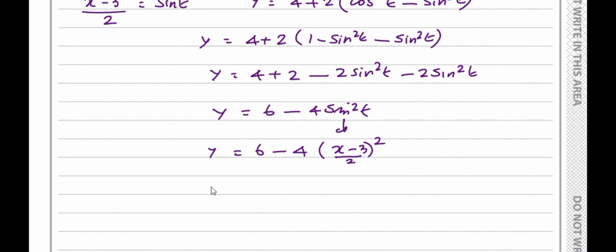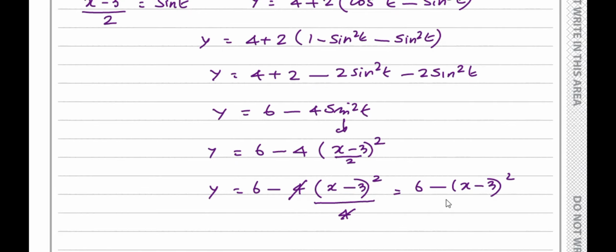So that will simplify to y is equal to 6 minus 4. Let me keep this (x minus 3) whole squared as it is, but square the denominator of 2 into 4, which means this 4 and this 4 will cancel, and we have 6 minus (x minus 3) squared. There you are.